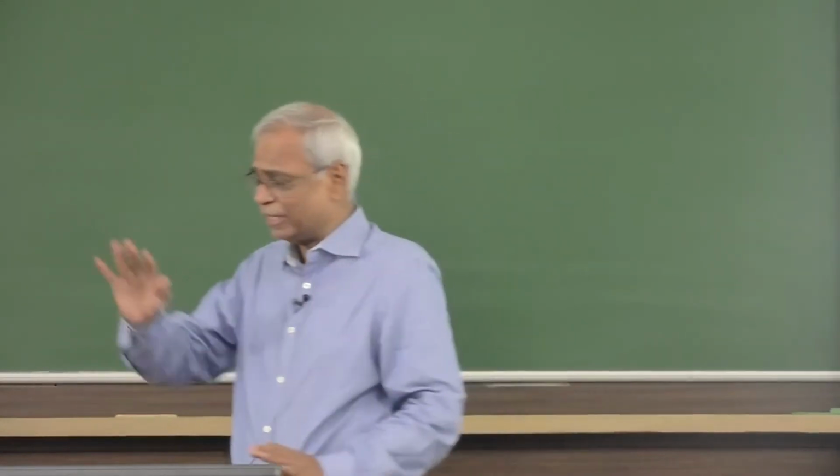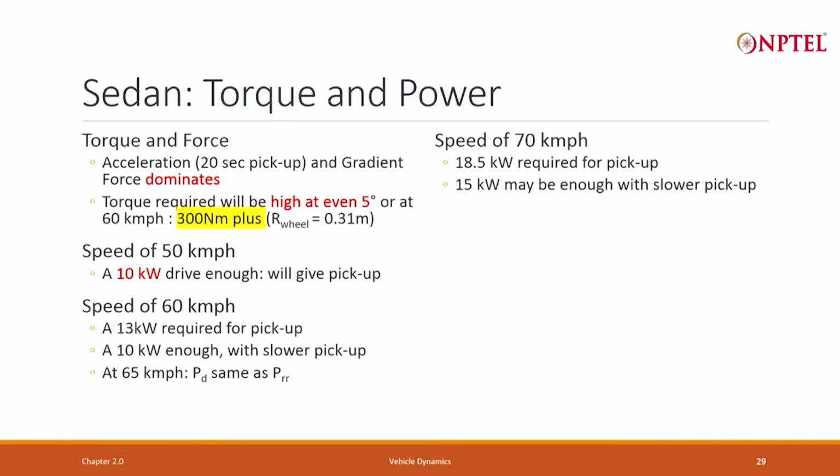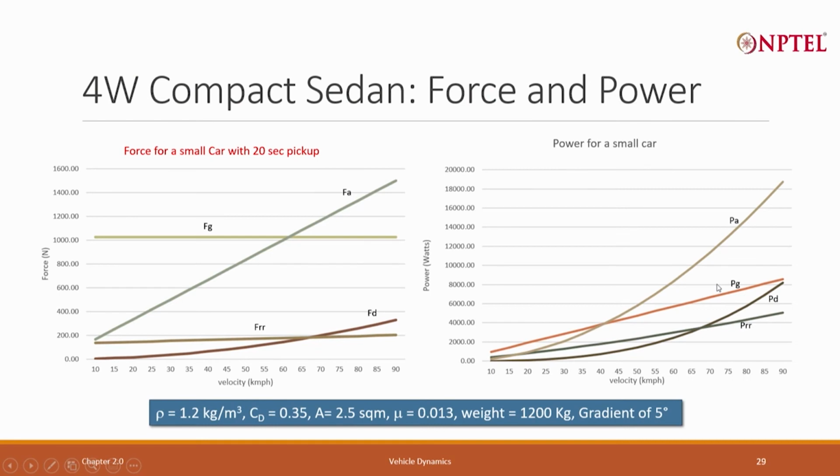But if you want to travel at high speed and do all kinds of things at 70 kilometer per hour, you require about 18.5 kilowatt. Let us look at 70 kilometer per hour. At 70 kilometer per hour, you require higher, both for acceleration and gradient. So, you require about 15 to 18 kilowatt.